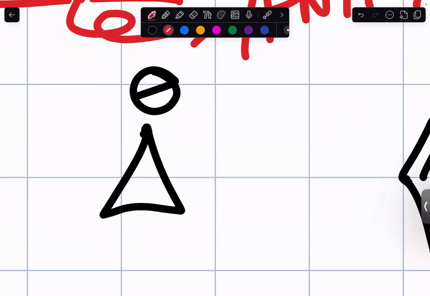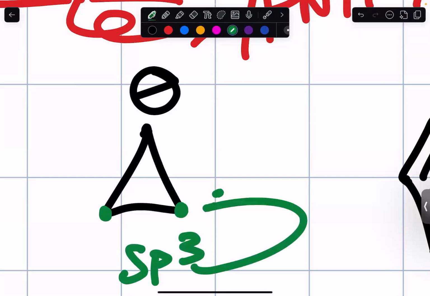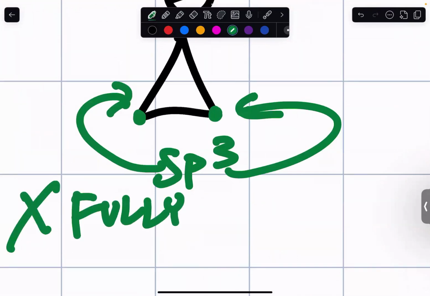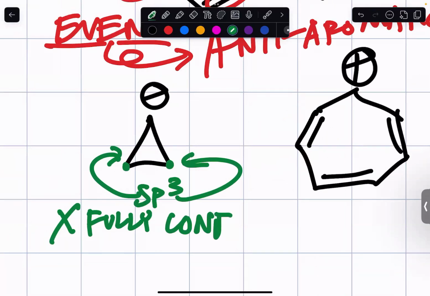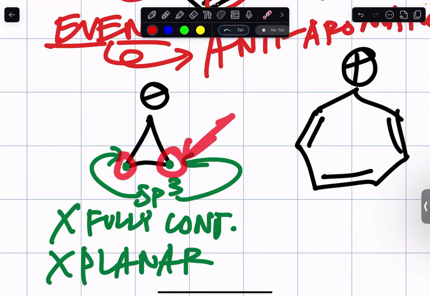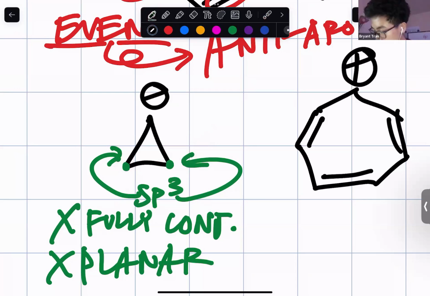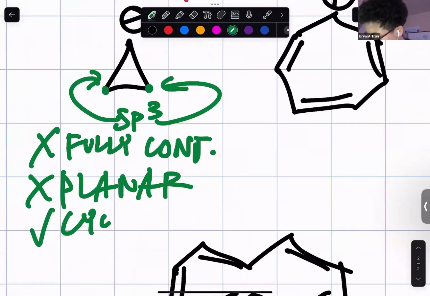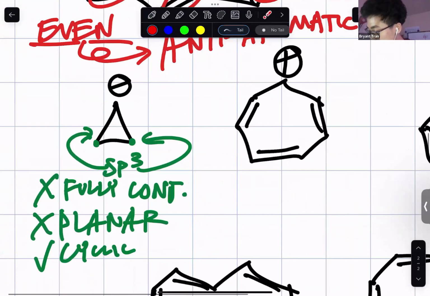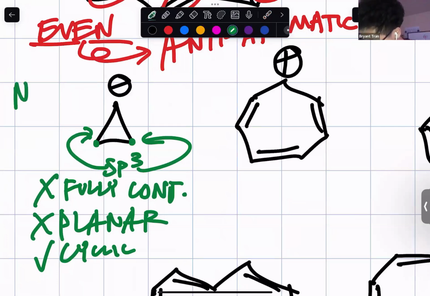I think it's non-aromatic because it's not fully conjugated. Yep. Oh, shoot. Yeah, it's not planar as well. Yeah. Because of these tetrahedral sp3 carbons with 109.5 degree angle. But it is cyclic, but it doesn't fulfill the fully conjugated and planar requirements. Okay, so it is automatically non-aromatic.